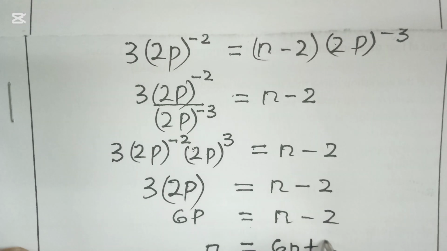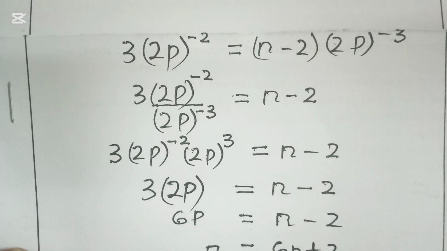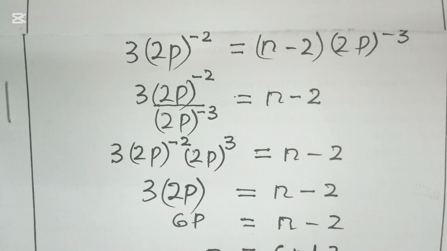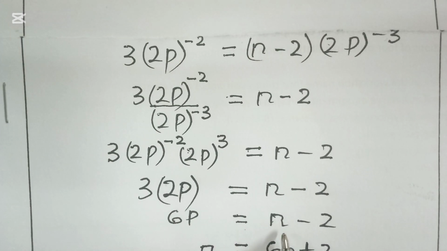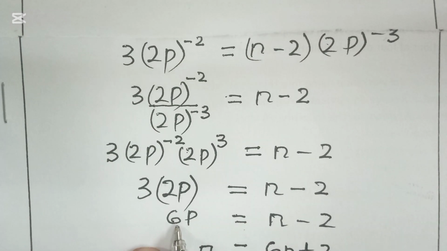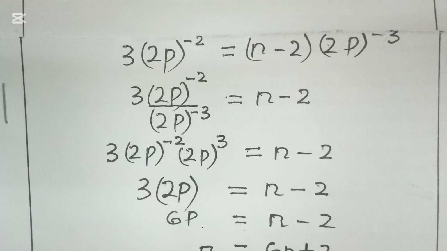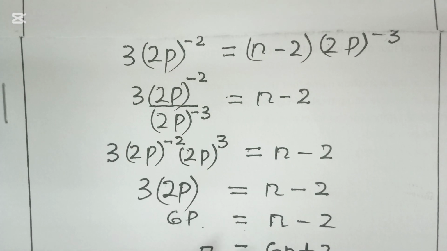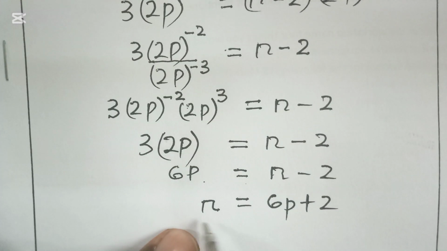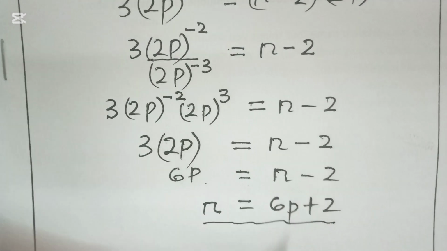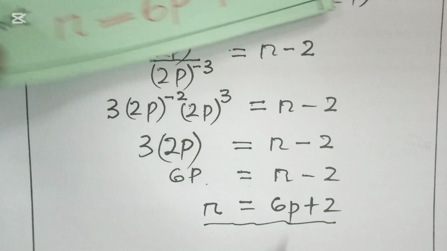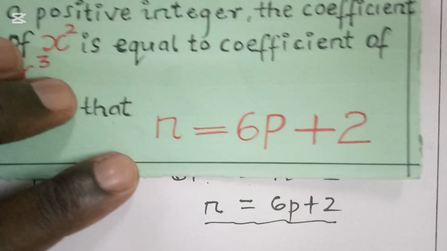So guys, this is how it's supposed to be done. I brought the 2 to this side so that we have 6p plus 2 equals n. But in writing, I have written n on this side, which is still the same as we require. And so therefore, guys, as you can see, this is what we were looking for.